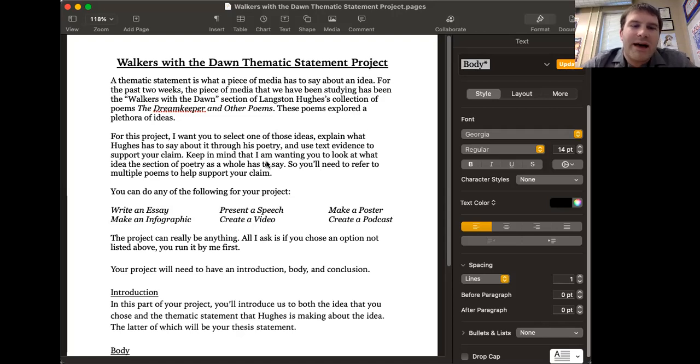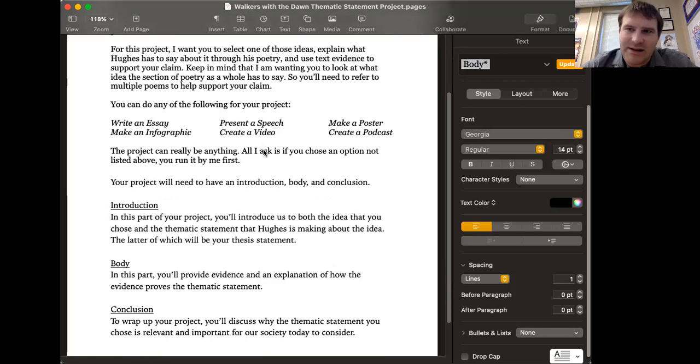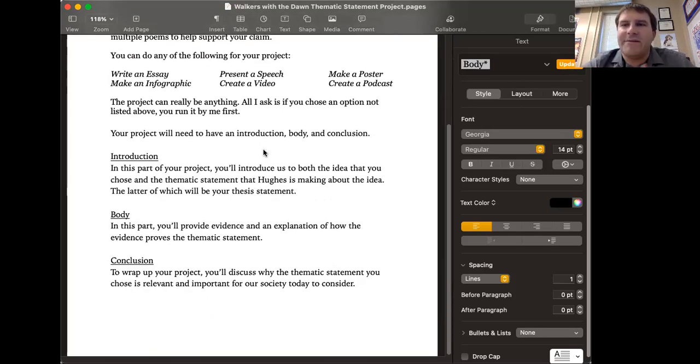Your project will have an introduction, a body, and a conclusion. I'll go much more in depth with this in the PowerPoint that I'm about to show, but just as on the assignment sheet, a brief explanation. In the introduction, you'll introduce us to both the idea that you chose and the thematic statement that Hughes is making about that idea. The latter of which will be your thesis statement, and I'll show you how to do a thematic thesis statement.